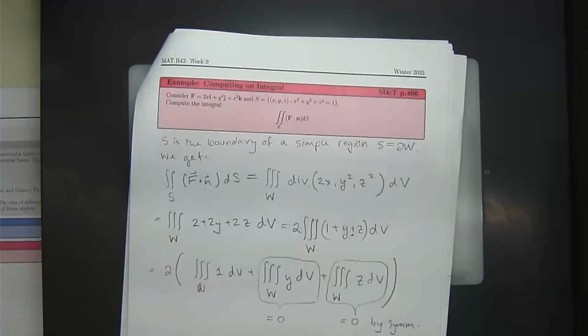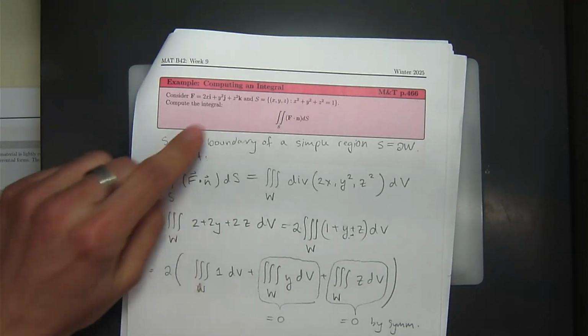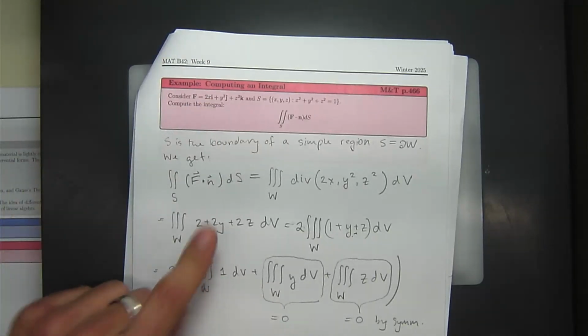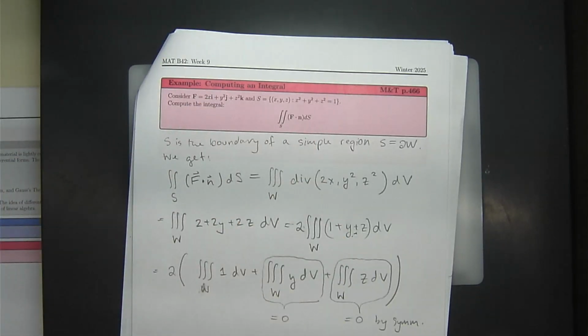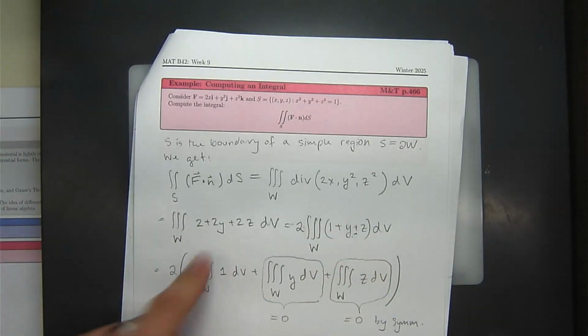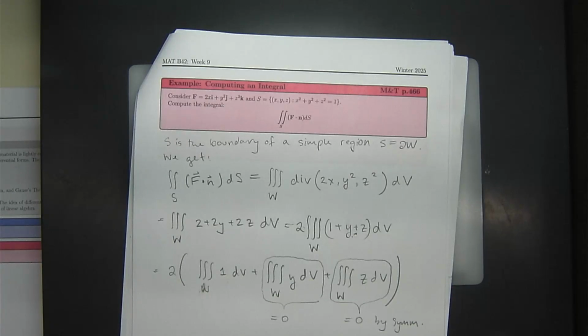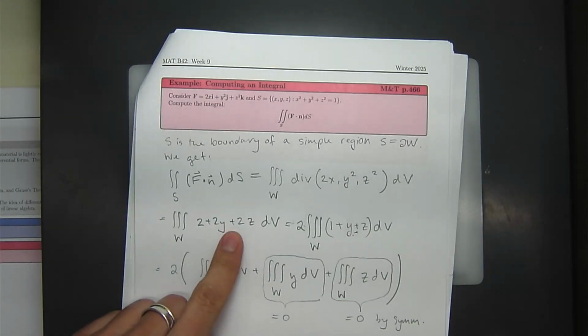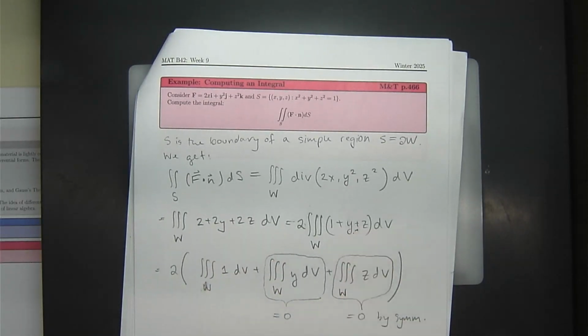Lovely. So we did a bit of calculation. We had a kind of complicated vector field. We wanted to integrate it over the surface of a sphere. So we pushed it to the interior of the sphere. We got a nice integrand. We noticed that by symmetry, 2 of the terms would go to 0, right?